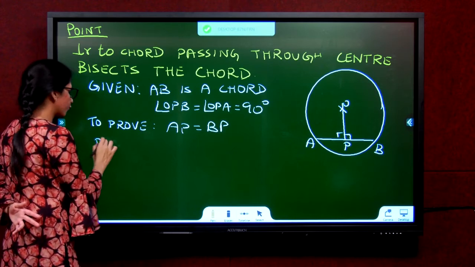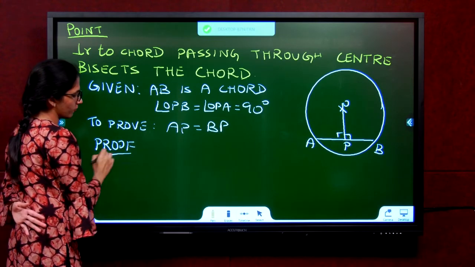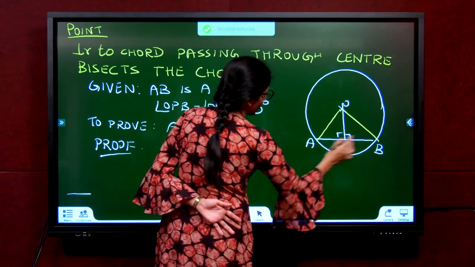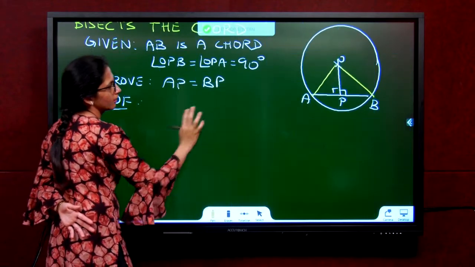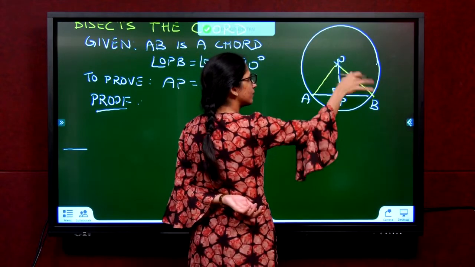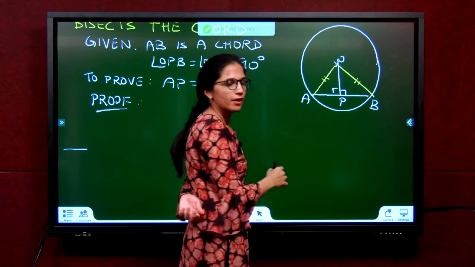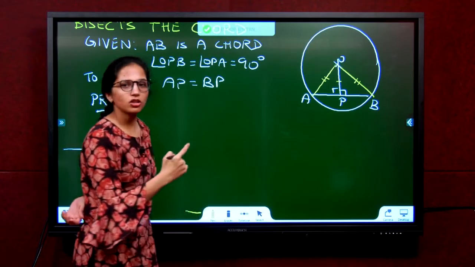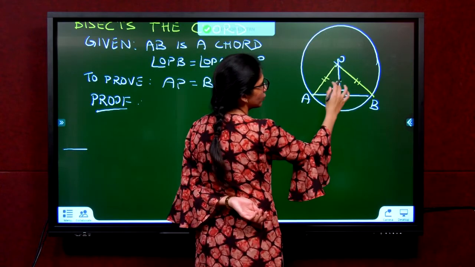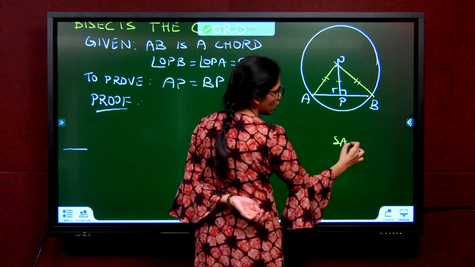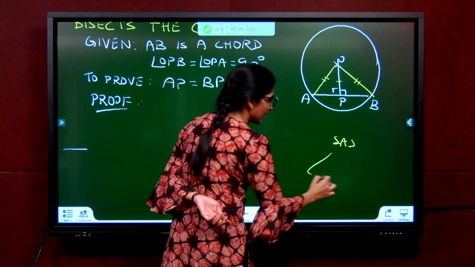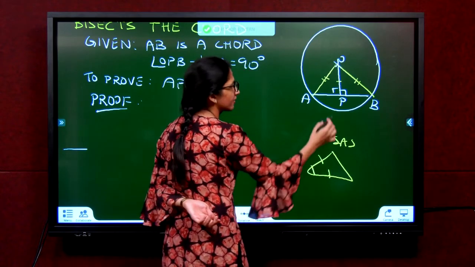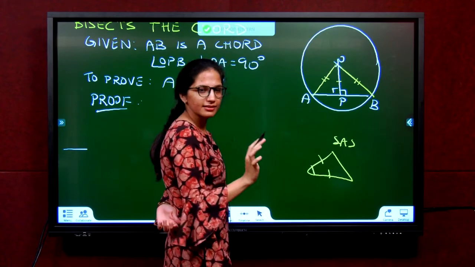Let us now see the proof. We will use similarity of triangles and congruency. First we will join OA and OB. OA is equal to OB. OP is OP, common, and you have a 90 degree. Which congruency? You have two sides and one angle. Is it SAS? No. In SAS, it has to be side, angle, side. This is side, side, angle.